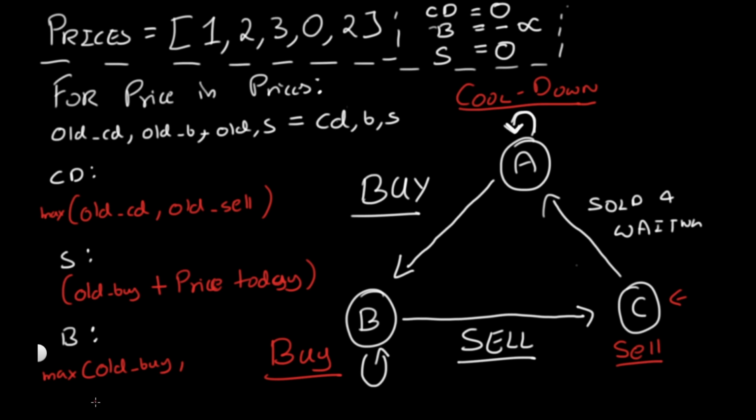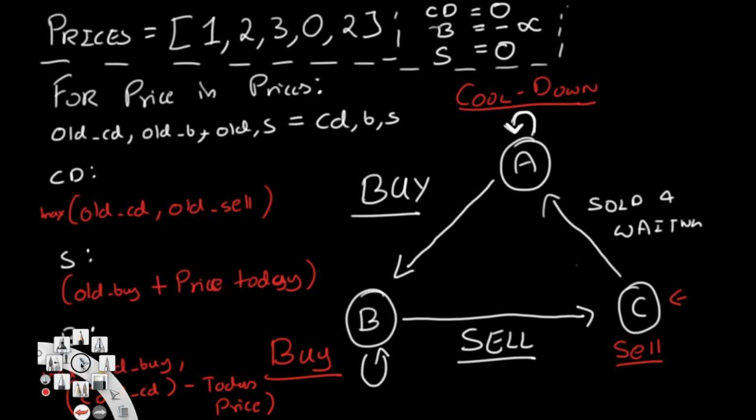In order to do that, we're going to take the old cooldown, right? Because we need to decrease the price. So we're going to take our old cooldown and decrease it by today's price. Since we're buying it, our profit is going to decrease. We're going to find the maximum between those two, and that is going to become the profit for our buy. So now we're going to iterate through our prices and go step by step and see how it's actually done.